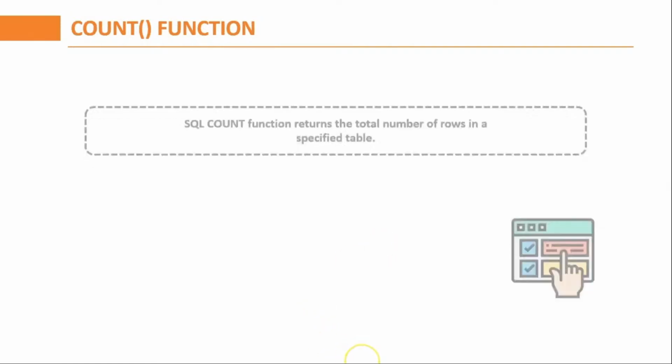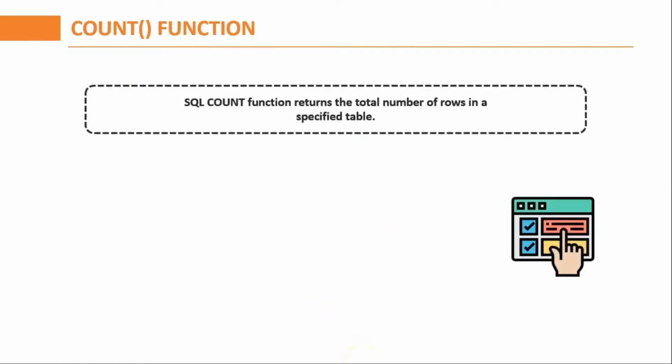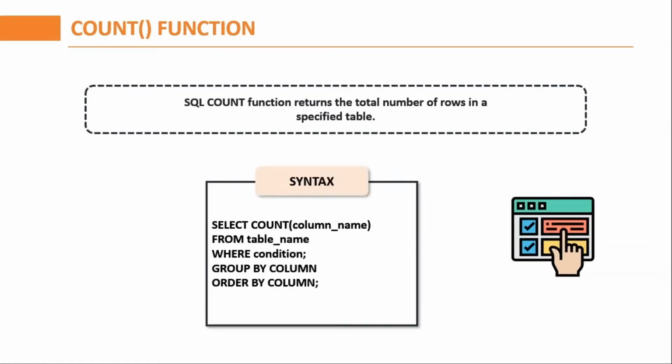The SQL count function returns the number of rows in a table satisfying the criteria specified in the where clause. It counts the number of rows or non-null column values only. Let us look at the syntax. The syntax is: select count, which is the keyword, column name from table name, where condition, group by column, and order by column.